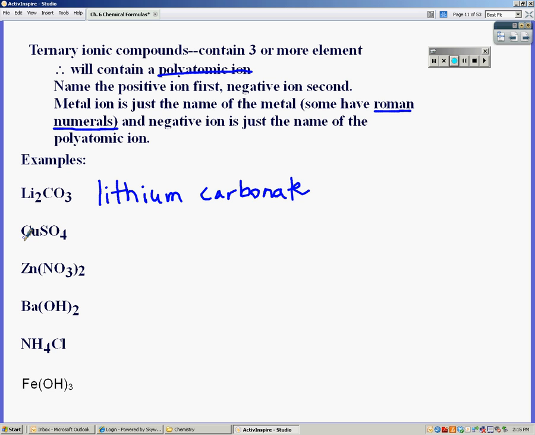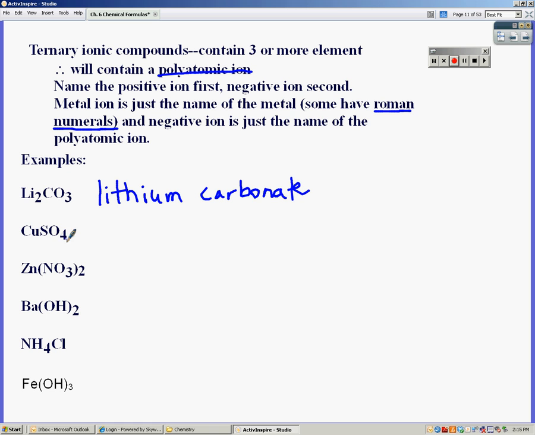Okay, the next one. Again, you're looking at your metal, and then you know everything that comes after the metal must be your polyatomic ion. So if I know Cu is copper, then I find SO4 on the back of my periodic table, and I see that it's called sulfate. So I've got to put those two names together, and then I also have to include a Roman numeral because copper has more than one type of ion. So let's figure out what Roman numeral I'm going to need.